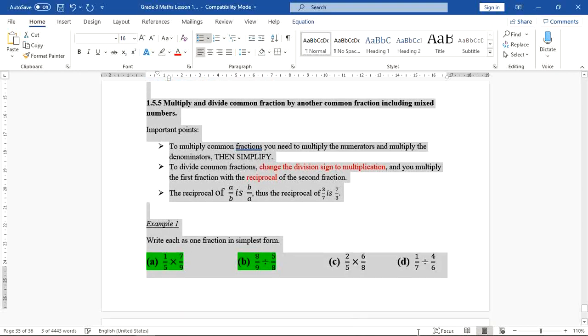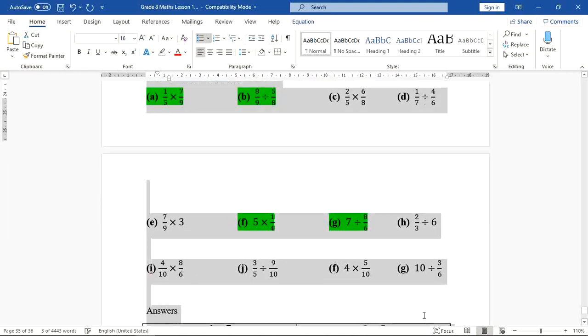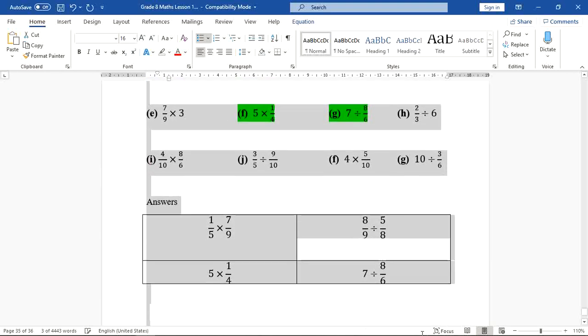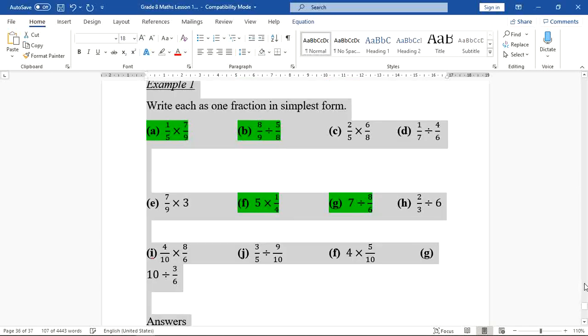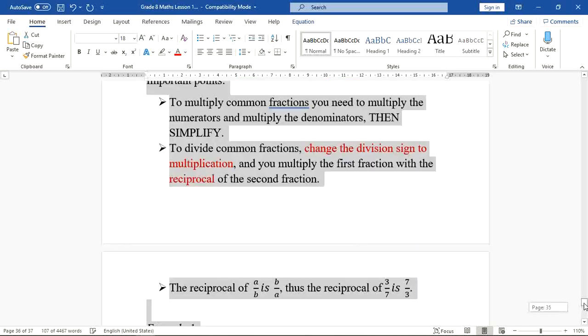In fact, if you can allow me to put all this, let's say 18, is that too big? That's even better.